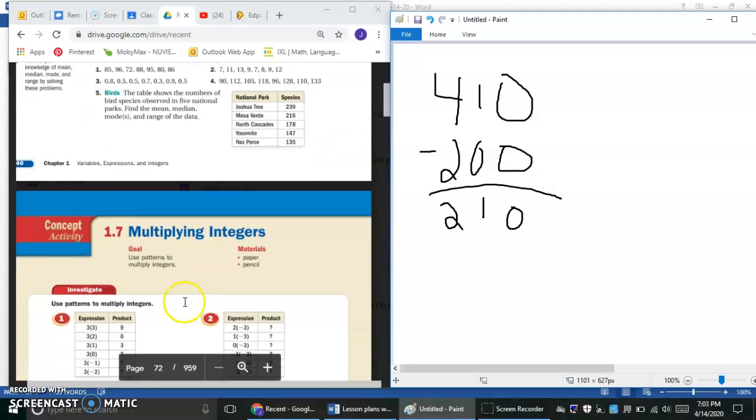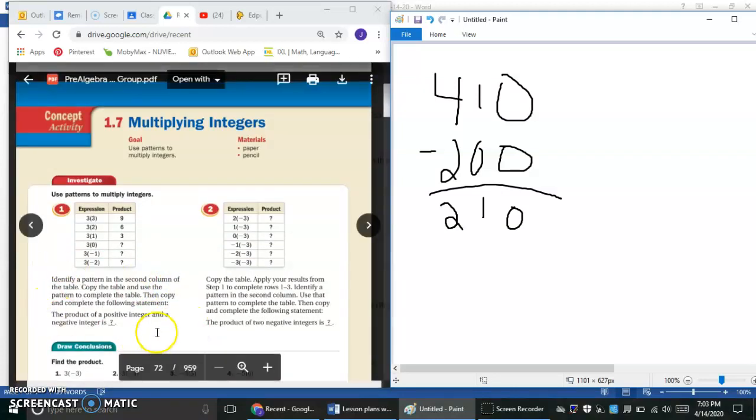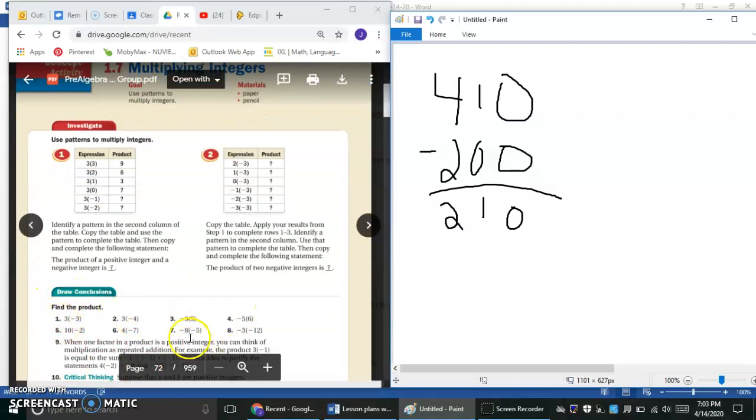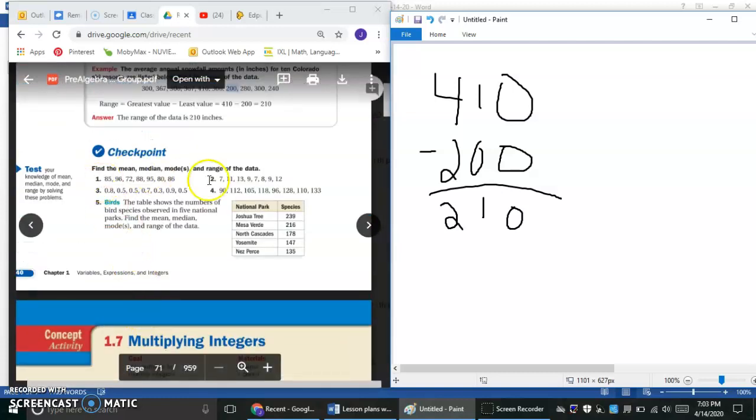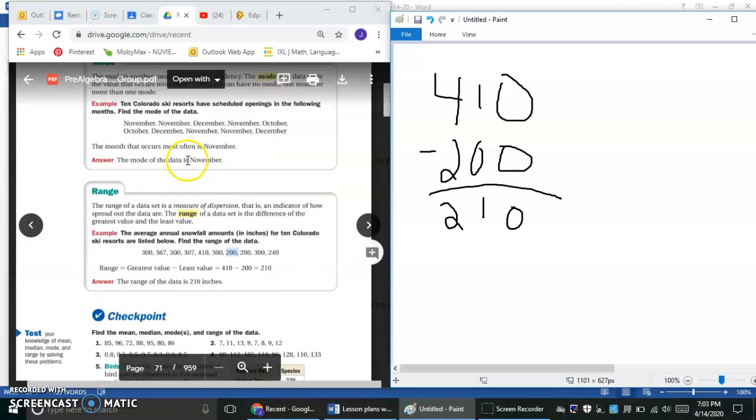Now, when you get down to here, this is just multiplying. This is kind of like a review. So just take this as a review. But up here, for the checkpoint, 1 through 4, this is what you're actually going to be doing for the mean, mode, range, and all that good stuff.